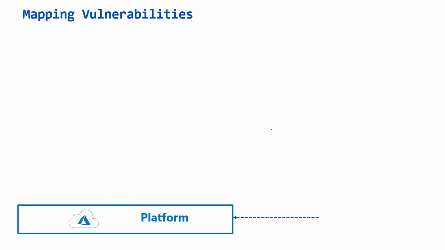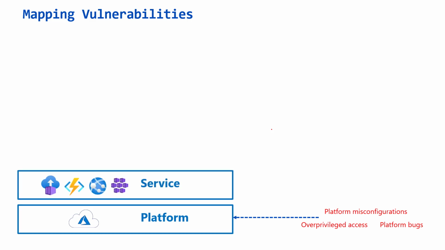Bringing this home, when we talk about the platform, we're talking about issues like platform misconfigurations and overprivileged access of Azure AD identities. We're talking about platform bugs, which really do happen with Azure. Microsoft are great with what they've done with security. In my own opinion, Azure is one of the top cloud providers that take security seriously. From what I've seen, Microsoft does an amazing job of taking the security of the platform very, very seriously.